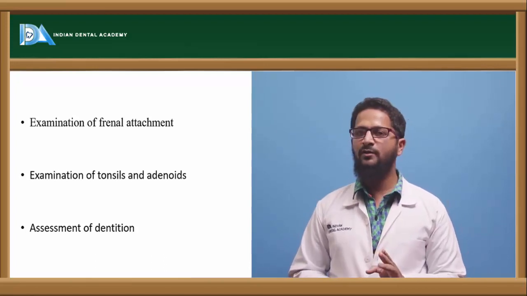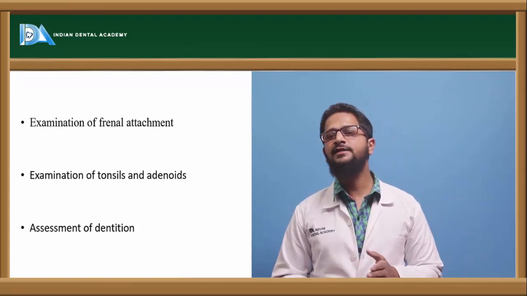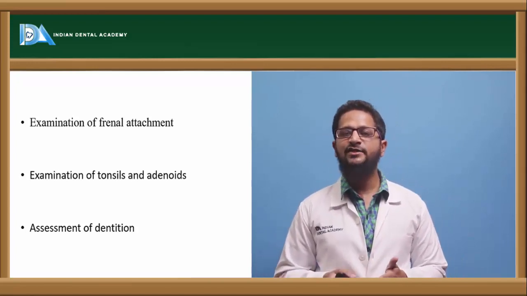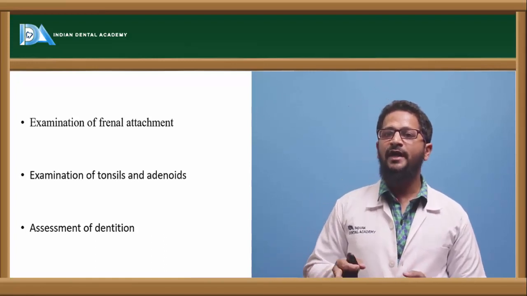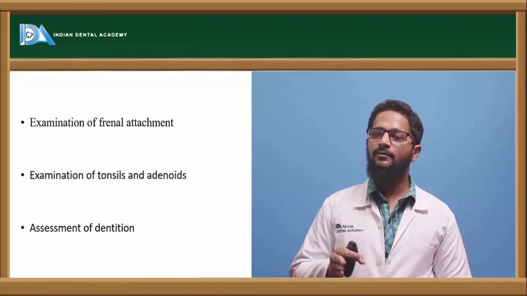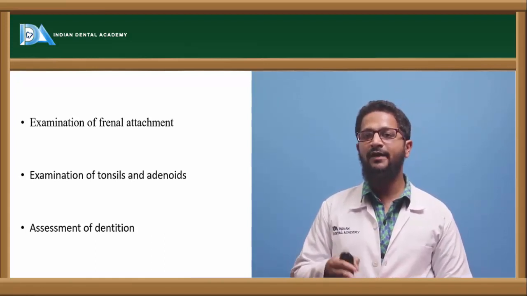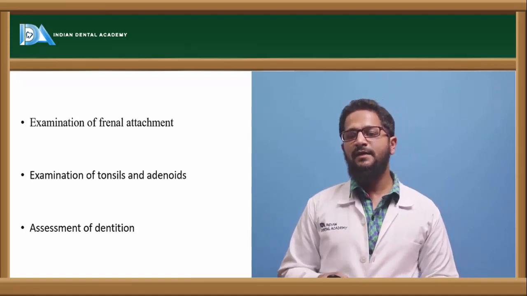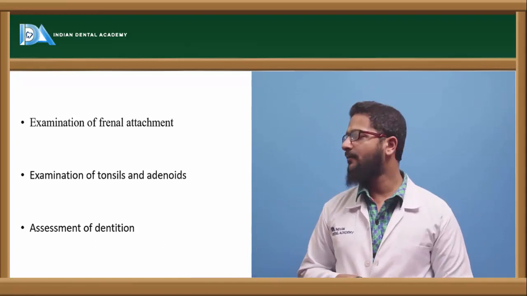So this has to be evaluated. Next is examination of tonsils and adenoids. Why is it important? Because usually in case of mouth breathing patients, we think that it occurs because of any nasal obstruction. But sometimes the nose will be normal, still the patient is having mouth breathing. So we have to evaluate tonsils and adenoids. Sometimes because of enlarged tonsils and adenoids also, the patient can develop a mouth breathing habit.